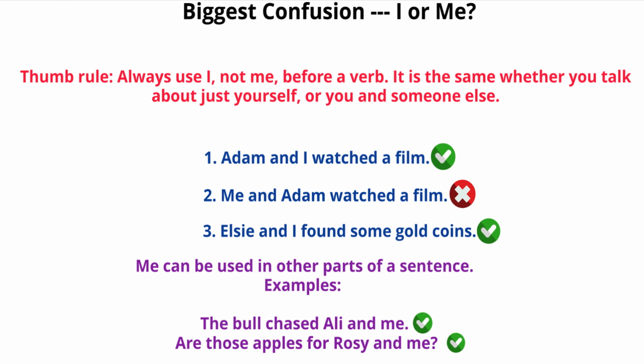Let's take a look at the second sentence. Me and Adam watched a film. Is that right? No, because we didn't use I before the verb. And you should not start a sentence with me as well. That doesn't make sense and it is not right grammatically. Elsie and I found some gold coins. Me can be used in other parts of a sentence. Let's see the examples. The bull chased Ali and me. Are those apples for Rosie and me?